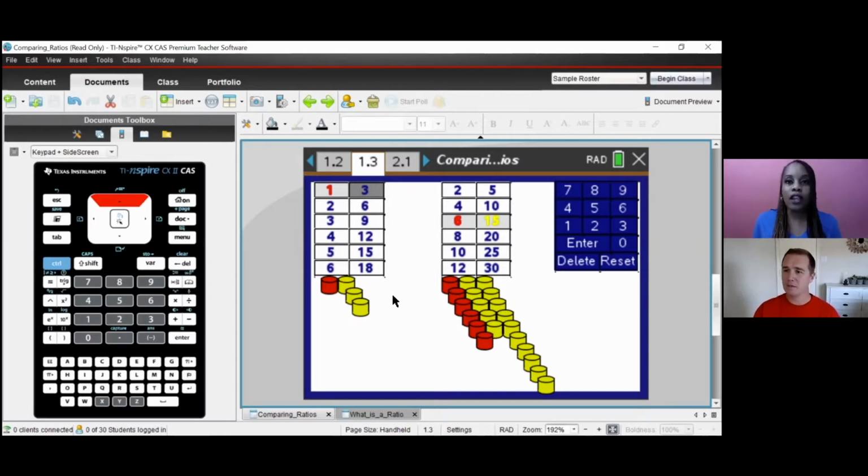So there's 1 red can and then 3 yellow cans, right? Yeah. So this is almost like a unit. This is like a unit rate. Like for every 1 red can, there's a certain number of yellow cans, right? So how can we do the unit rate for this one?